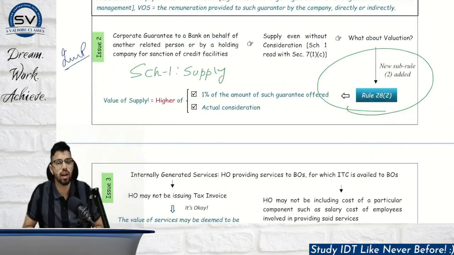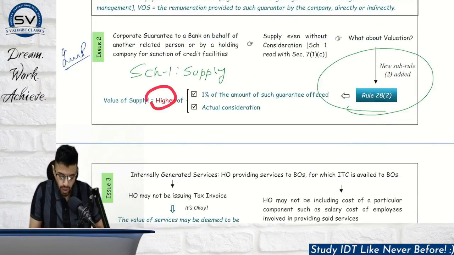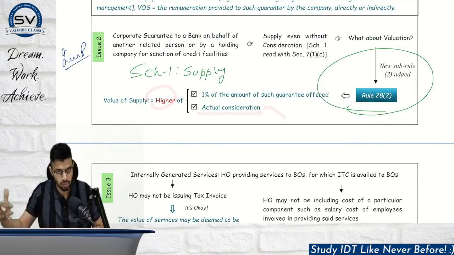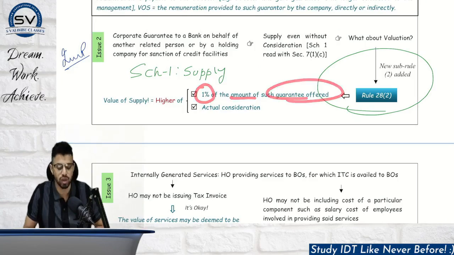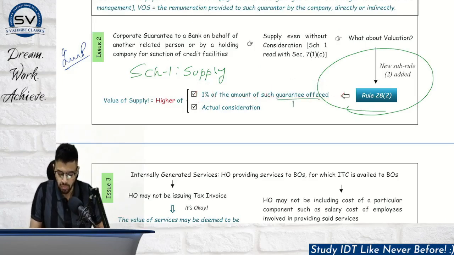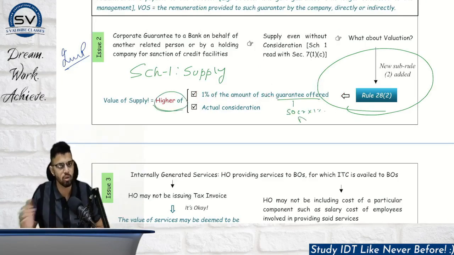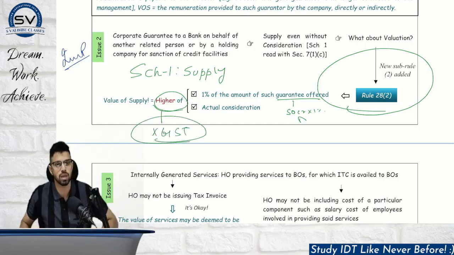It simply says that the value of supply is to be taken as the higher of the actual consideration that is being given to the company which is giving the corporate guarantee, or 1% of the amount of such guarantee offered. So if, let's say, the guarantee is with respect to 50 crore, take 1% or the remuneration, whichever is higher. Simple calculation, no analysis required. You take the higher value and you apply the GST on this higher value. I hope this is absolutely clear.